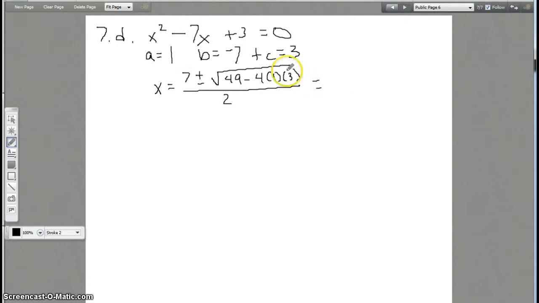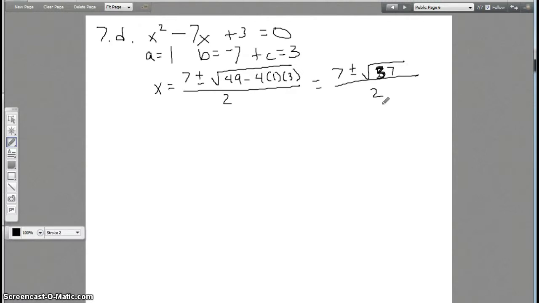Now we're going to rewrite this as 7 plus or minus the square root. We have 4 times 1 times 3 is 12, and 49 minus 12 is... no, 49 minus 12 is 37, not 57. All over 2. And that's our answer, except that it said to give the answer as an integer or in decimal form correct to the nearest tenth.